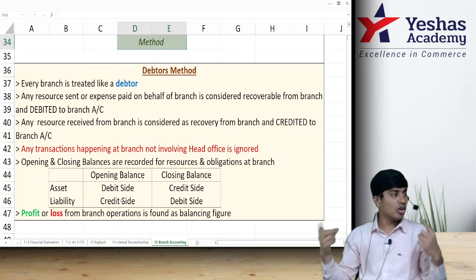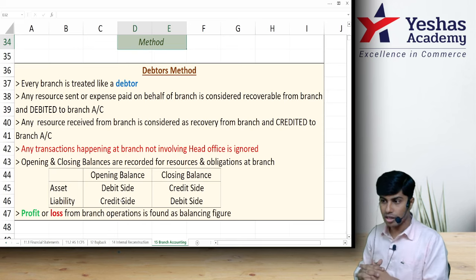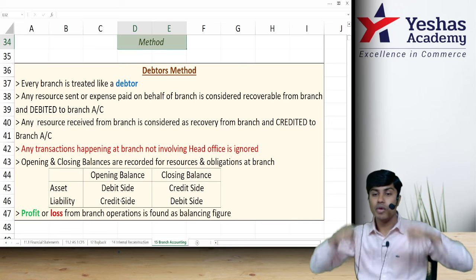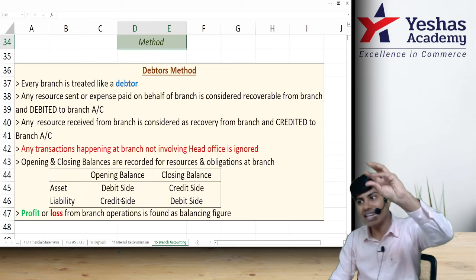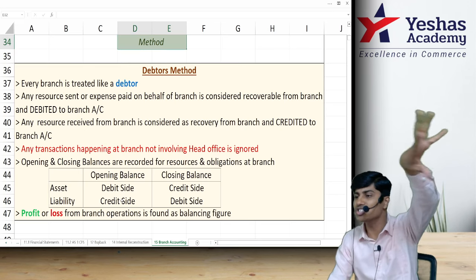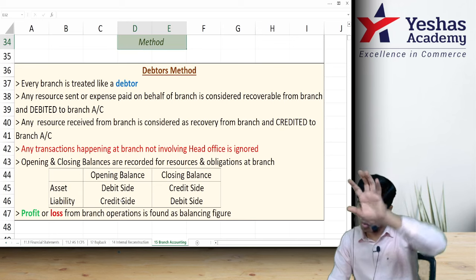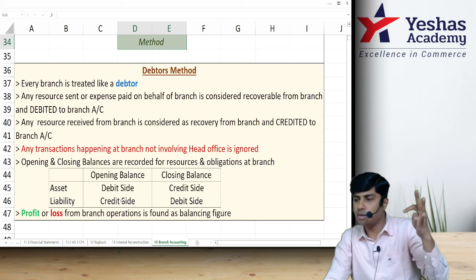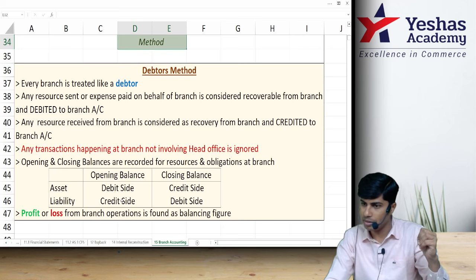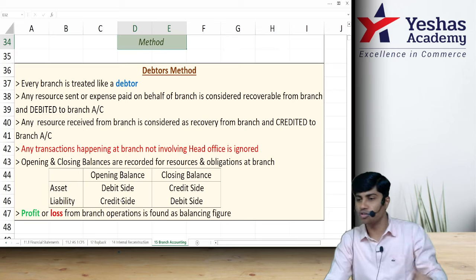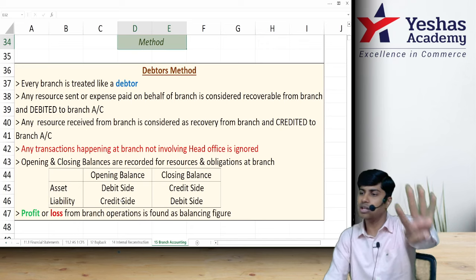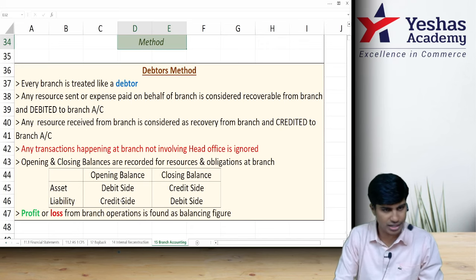Under this method, head office will treat the branch as a debtor and the branch owes money to head office. Head office in its books will open one ledger which is like a debtor, but it will be called a branch account. There will be one separate ledger for every branch. Let's say I have 4 branches: Chennai branch, Hyderabad branch, Mumbai branch, Pune branch. I will open one ledger for each of them: Chennai branch account, Mumbai branch account, Pune branch account, Hyderabad branch account. We'll open 4 separate branch ledgers.